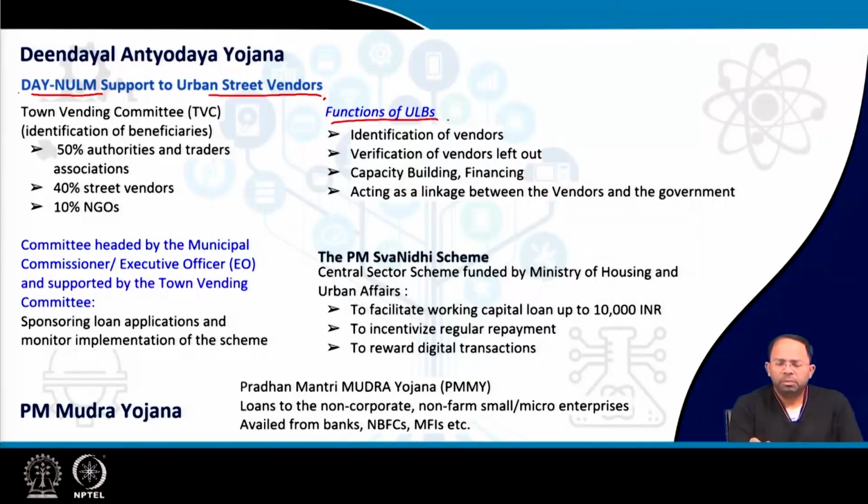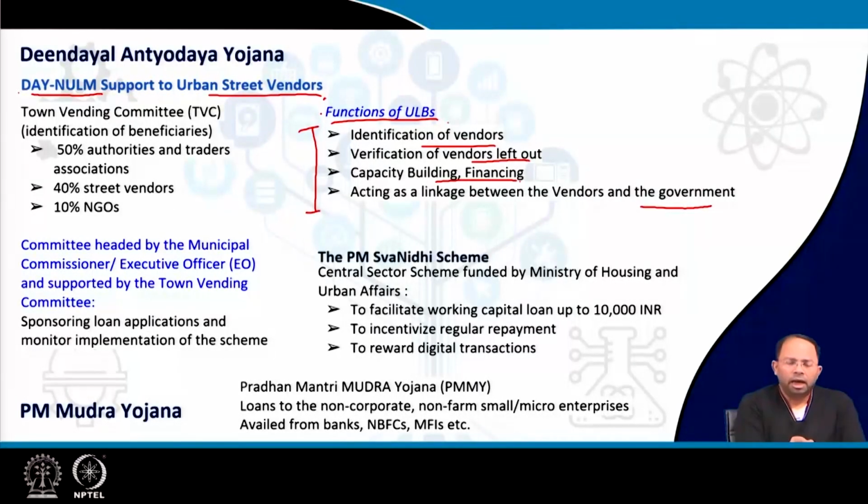So the function of ULBs is to identify the vendors, verification of vendors who are left out of any kind of schemes, capacity building and financing the enterprises this particular vendor wants to open, and it's a linkage between the vendors and the government. So this is the role of the ULB.